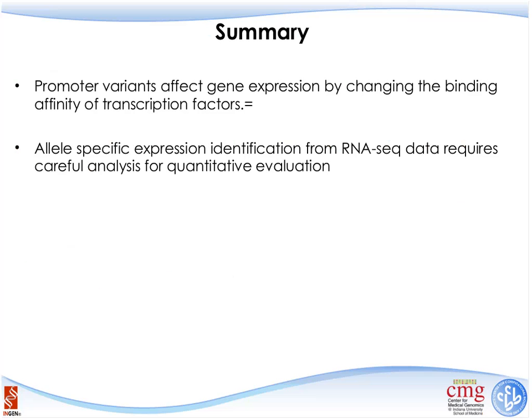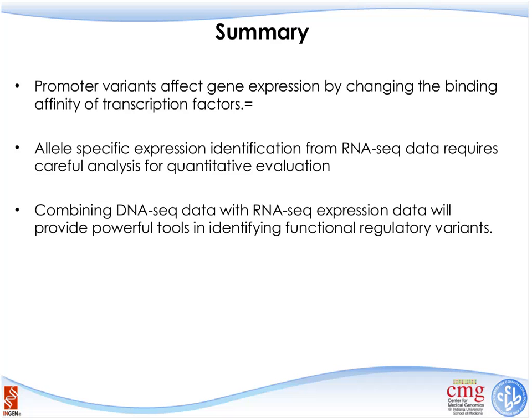Okay, so the summary for this part is that promoter variants affect gene expression by changing the binding affinity of a transcription factor, and allele-specific expression identification from RNA sequencing data requires careful analysis for quantitative evaluation. And combining DNA sequencing data with RNA sequencing expression data will provide a powerful tool in studying functional regulatory variants.